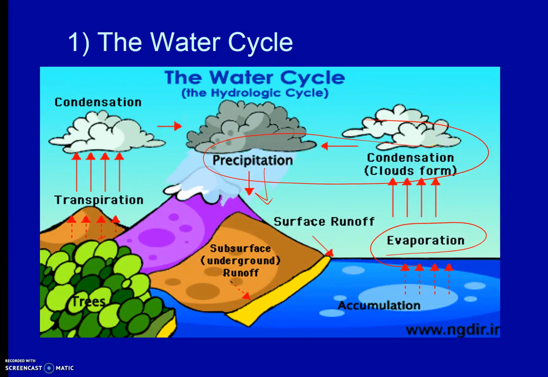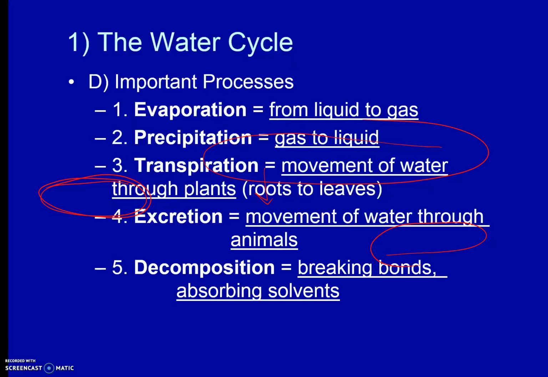but you can also talk about the movement of water in organisms. Transpiration is going to be the movement of water through plants, and it only moves in one direction, and that is up, from the roots all the way up through the shoots or the tips of the leaves. You also have excretion, which is the movement of water through animals.